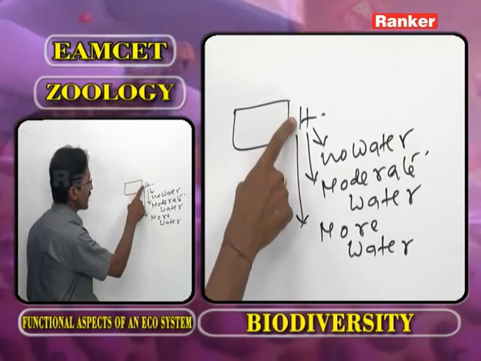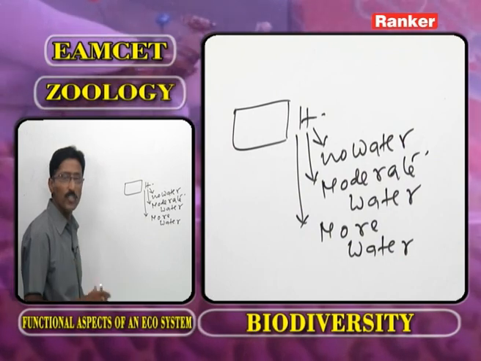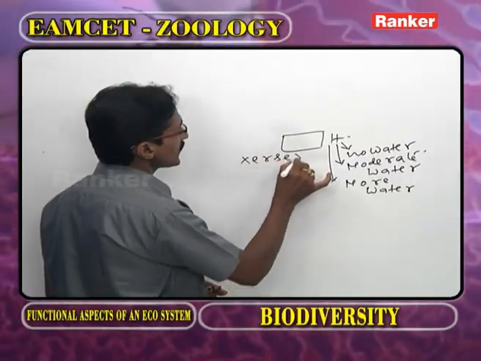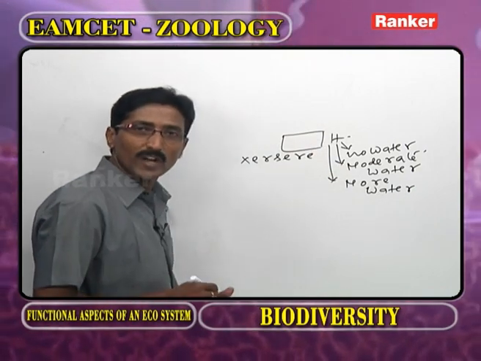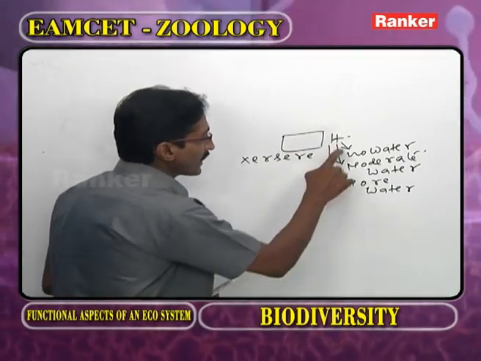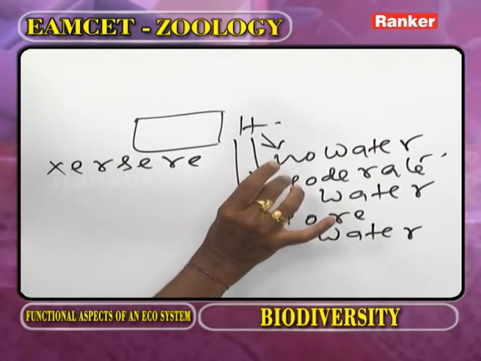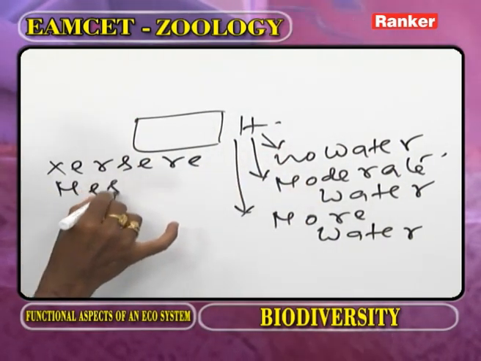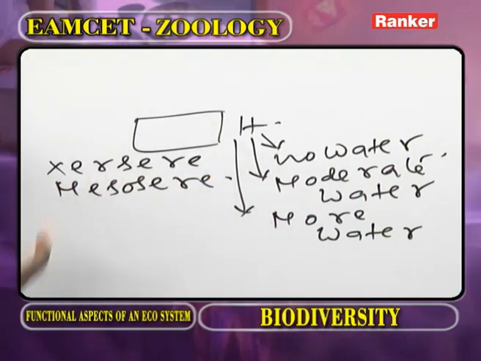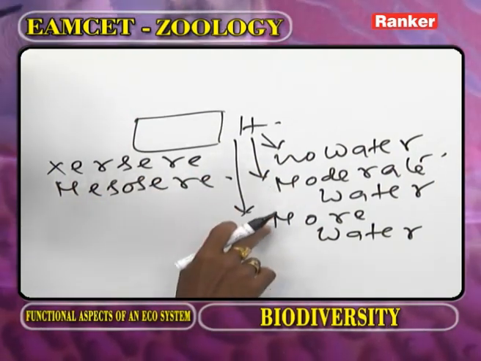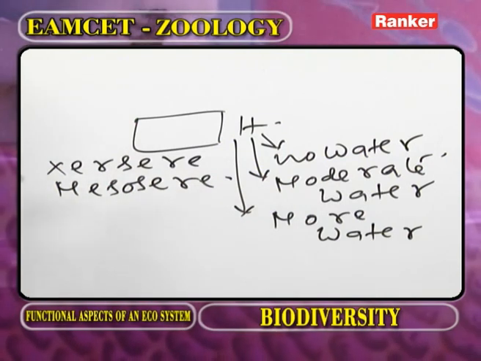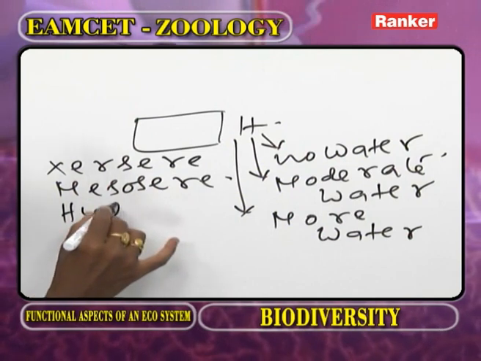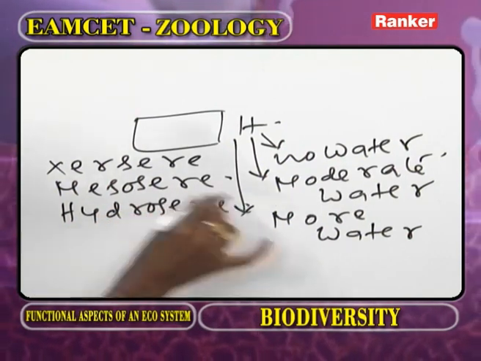Now in this habitat, in the beginning, there is no water. That we call xerosere. Now slowly what changes are observed? In this habitat, a moderate amount of water is present. That we call the mesosere. Finally, what type of climax community? In this habitat, more water is present. That we call the hydrosere.